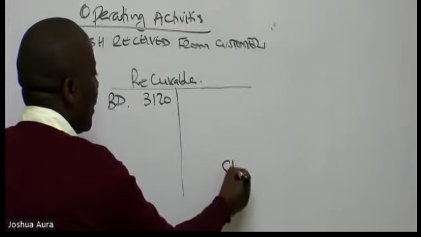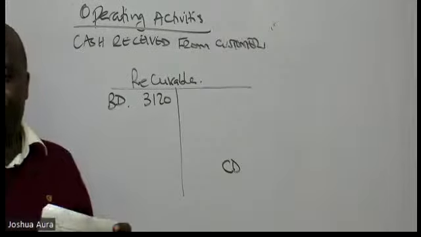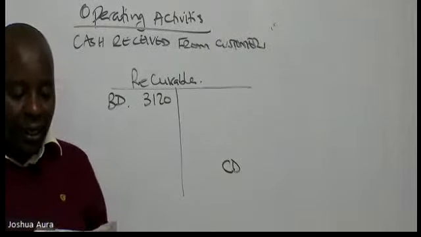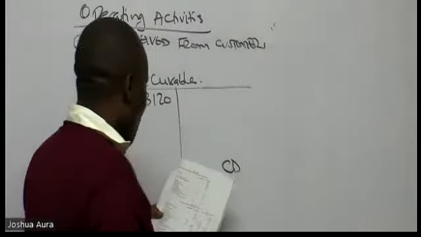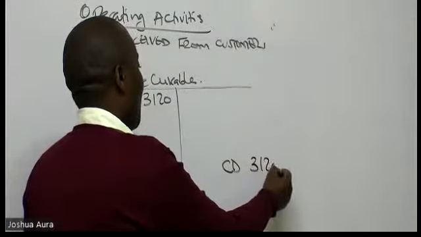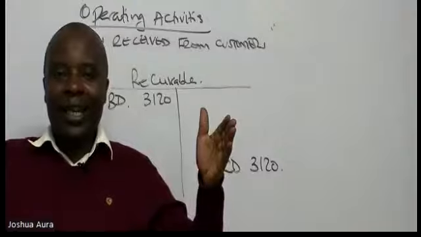How about the balance carried down? Again, 3120, you guys are bright. So we have here 3124. Yes, both of them. So we have receivables at the beginning and receivables at the end.